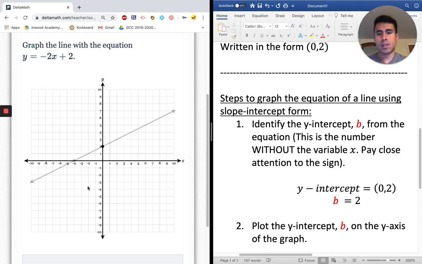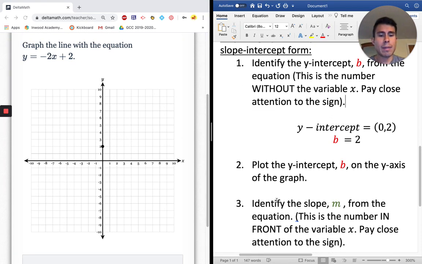Now notice I have pretty much like the shadow of a line appearing on my Delta Math. And as I move my mouse, the line is moving around. This is because 1 point is not enough to graph the line. We need at least 2 points to connect them and make a line that goes through the 2 points. Okay? So I need to figure out where my second point goes. This is where the slope comes into play.